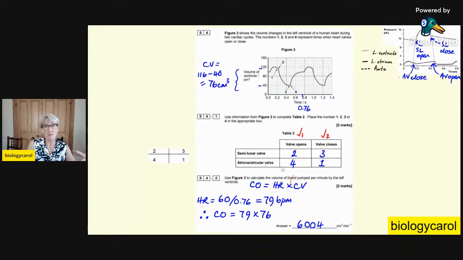Our heart beats 6 litres of blood around our body. If we've got a heart rate and a cardiac volume the same as this, it's about 5-6 litres every minute. And here is the acceptable range, depending on exactly how you calculated those two figures. So that is your 2 marks.